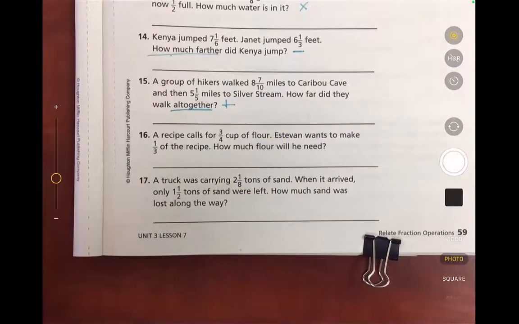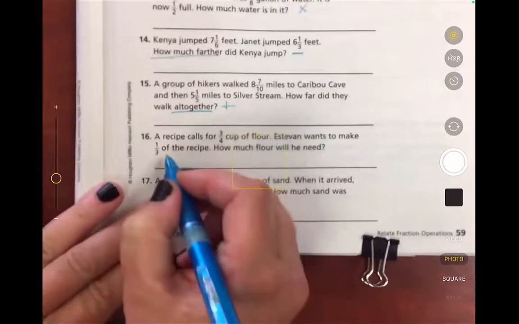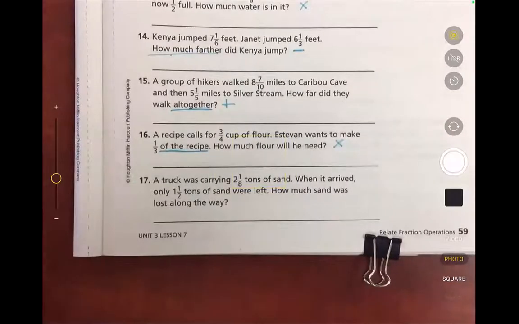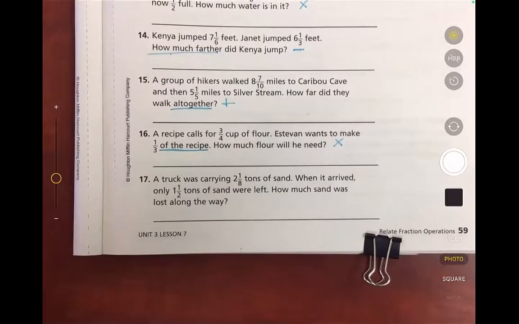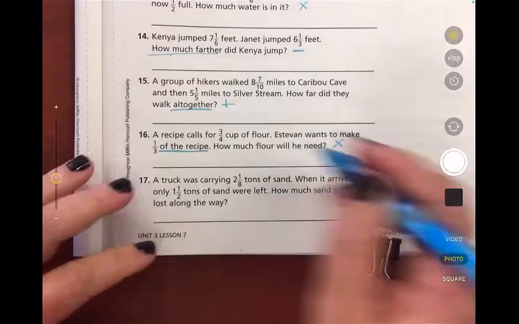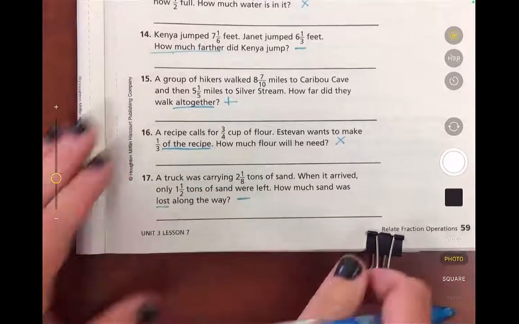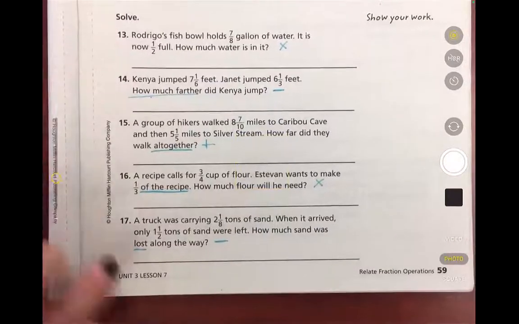A recipe calls for 3/4 cups of flour. Esteban wants to make 1/3 of the recipe. How much flour will he need? Multiplication. 1/3 of the recipe. A truck was carrying 2 1/8 tons of sand. When it arrived, only 1 1/2 tons of sand were left. How much sand was lost along the way? Subtraction, yes, because the sand was lost. Okay, so you're doing all of 13 through 17.